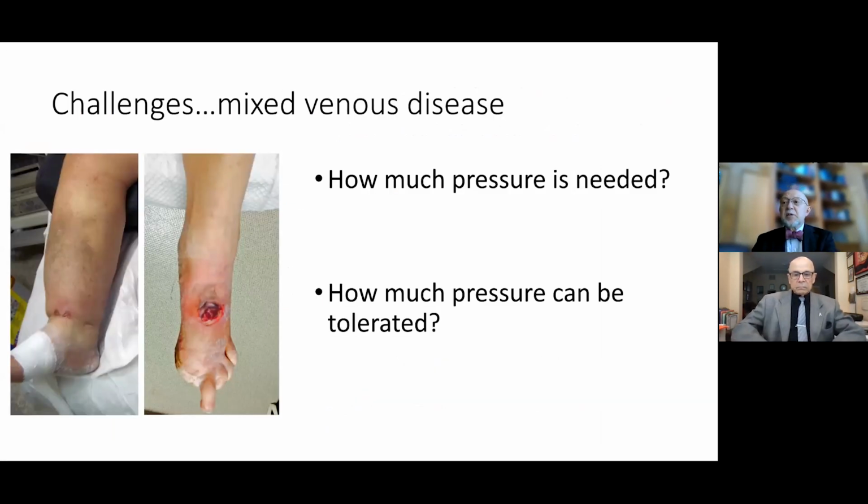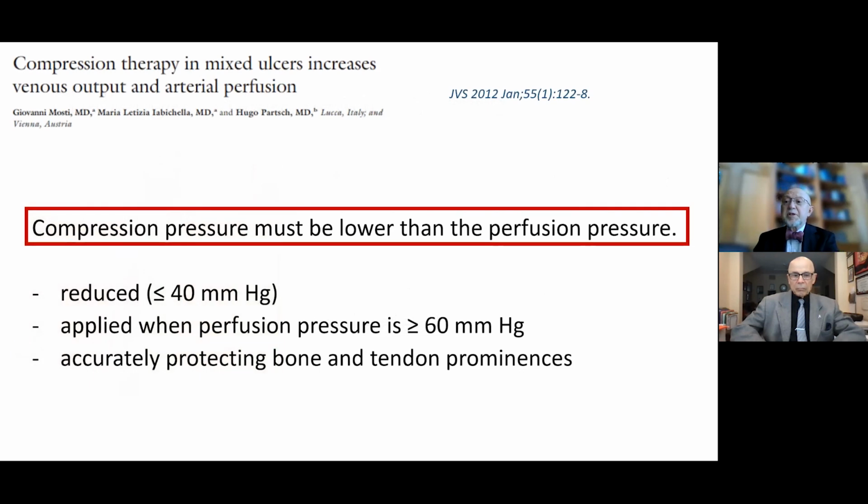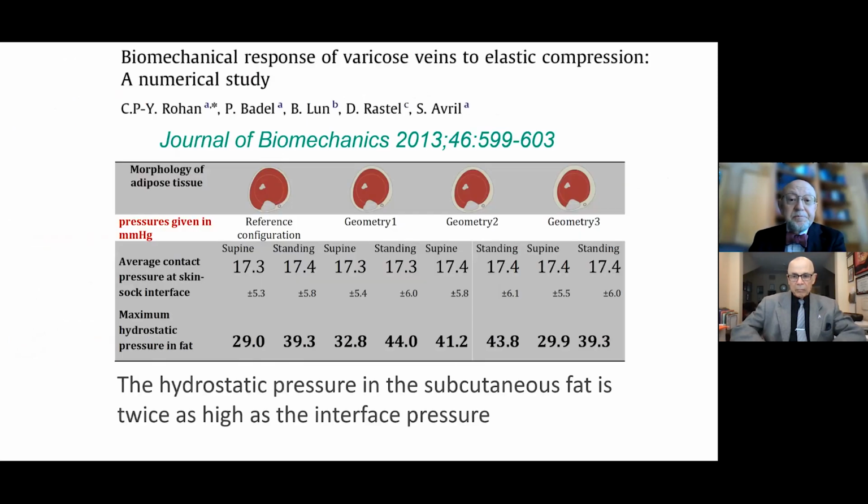The mixed venous and arterial ulcers present a particular challenge. The interface pressure should be lower than perfusion pressure. But how do you know if you don't measure? Even more, the actual pressure inside the limb is always higher than on the surface.